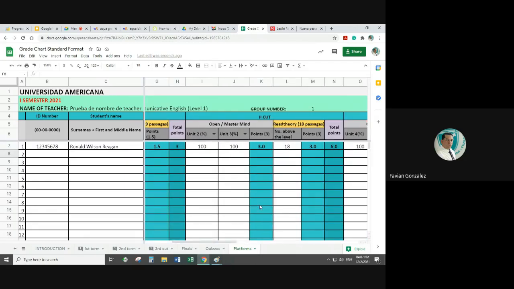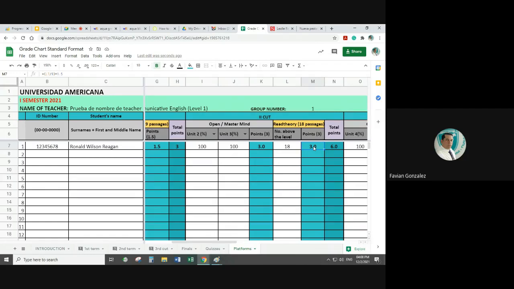And we are going to do the same with the second cut. In the second cut, we will report 2 units from Open Mind, Macmillan, and 18 passages above the level. 18 because we're talking about 6 weeks, right? And 6 times 3, as you will know, is 18. And again, this time, the total is 6 points, in which 3 points come from Open Mind and 3 points come from Read Theory, right?